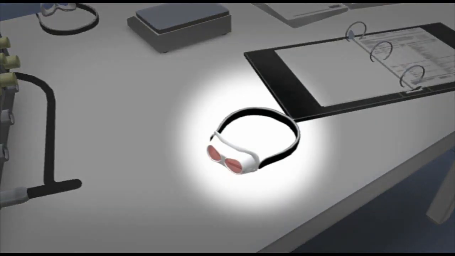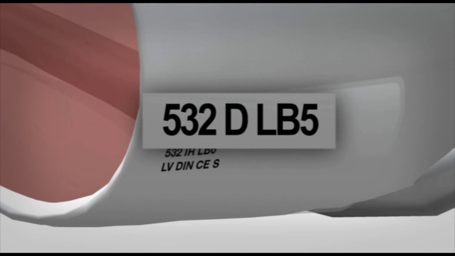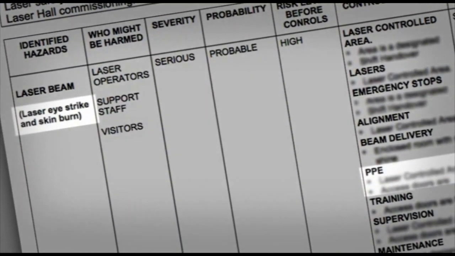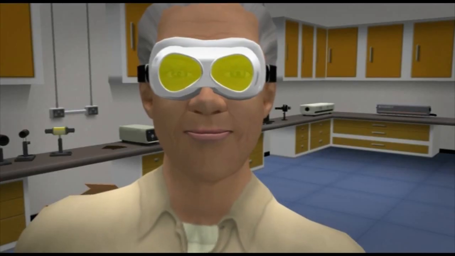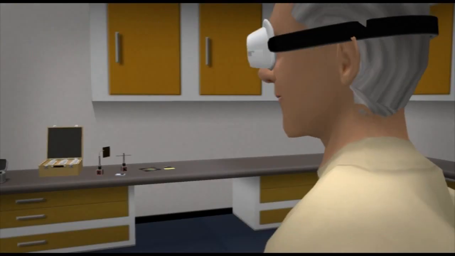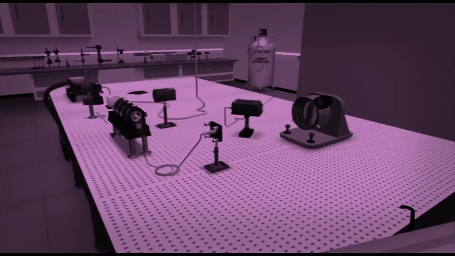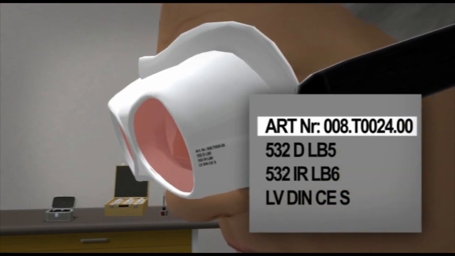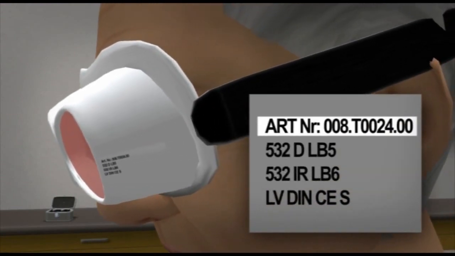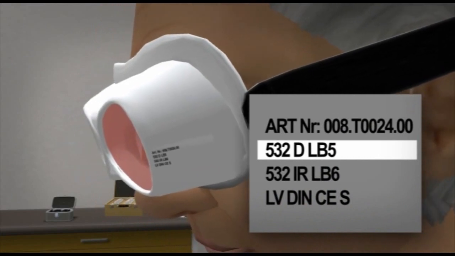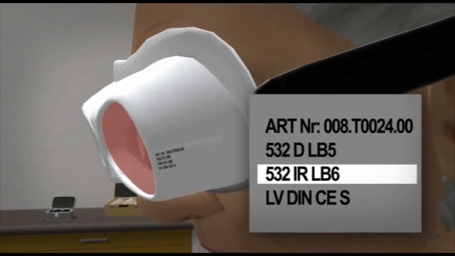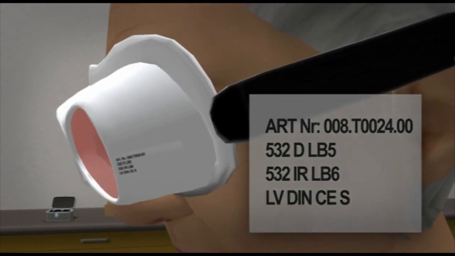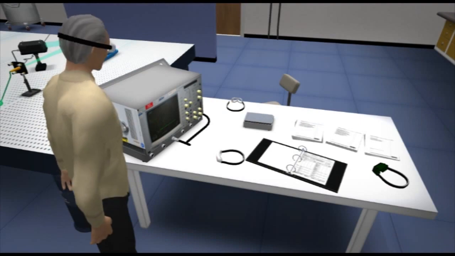This underlines the need to understand the marking system. For all eyewear that complies with current regulation, you will notice that there are a series of characters printed on a label on the frame of the eyewear or etched along the top edge of the filter. Laser shields are also marked in a similar way. You need to understand what these mean so you can effectively protect yourself.